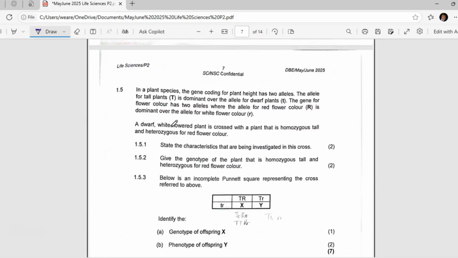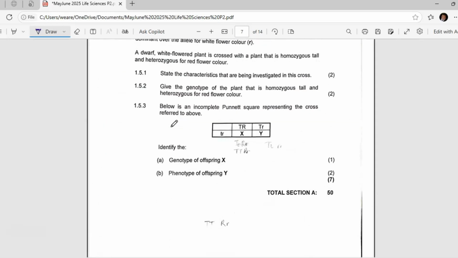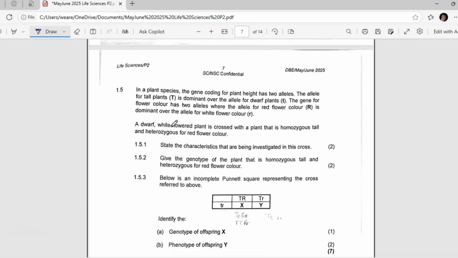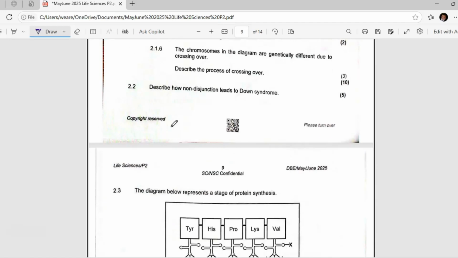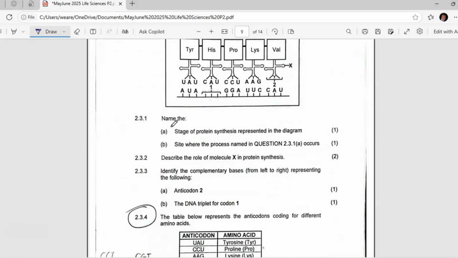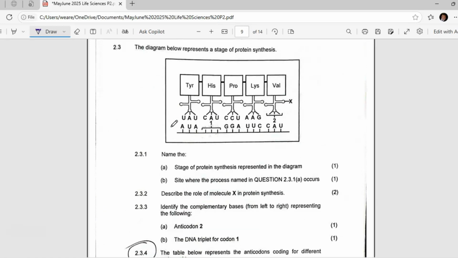Very easy, very simple. Okay, this is a genetics question. This is a nice question. This is a dihybrid, I think. Yes, this is dihybrid. This is nice. Look at that a little bit, not in this video. And we're not going to be looking at this. I want us to get to this question over here. This is a nice question over here.